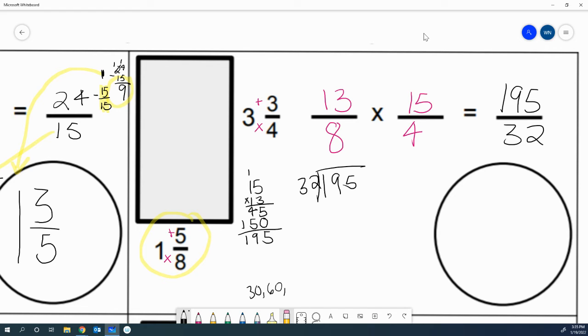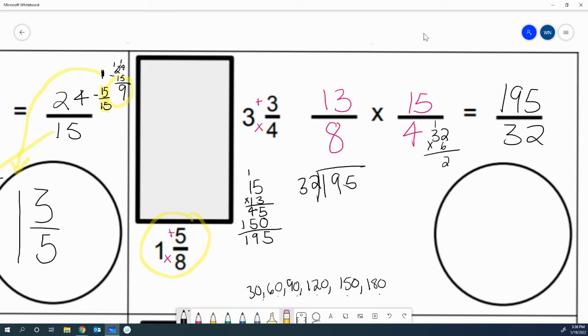30, 60, 90, 120, 150, 180, 190. I'm going to try 1, 2, 3, 4, 5, 6. I'm going to try 32 times 6 and see what we get. Sometimes with these division problems, we're out of practice on how to divide. You just have to guess that number and try it out.